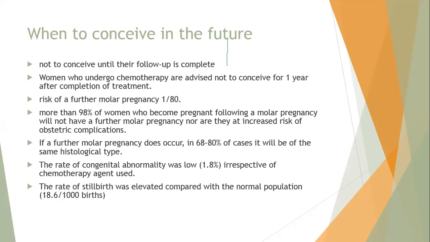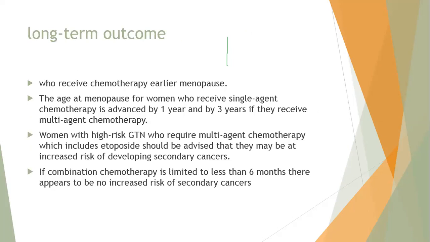If a future molar pregnancy does recur, 68 to 80% will be of the same histological type. The rate of congenital abnormalities is 1.8 irrespective of chemotherapy. This is if she conceived within this first year. And also the rate of stillbirth was elevated, 18.6 per 1,000.